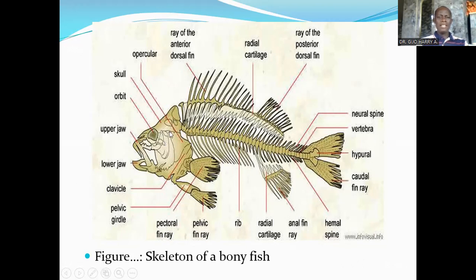Like we said, the internal skeleton is divided into the axial and appendicular skeleton. The axial skeleton consists of the skull bones or the skull, the vertebrae, that's the backbone, and the ribs, the bones in the rib, as well as intermuscular bones. While the appendicular skeleton consists of the fin supports that are outside, and basically the fin supports make up the internal skeleton.